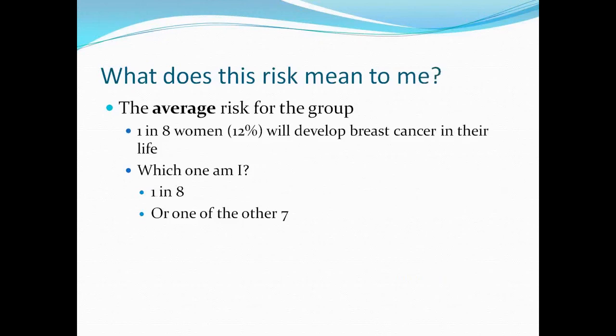And so what does this risk mean to me personally? I mentioned earlier when we talked about risk that it is the average risk for the group. And when we say that in the general population, a woman has a 12% chance of developing breast cancer, it's actually 1 in 8 women. And so how do I know which one I am? Am I 1 in the 8 or am I 1 of the other 7? And unfortunately, there's no way to know at this time if I'm 1 in the 8 or 1 of the other 7, since the risk that's being reported is the average for a group.